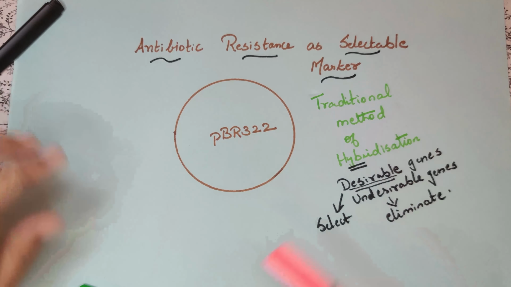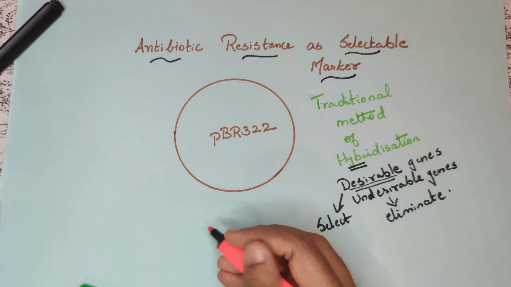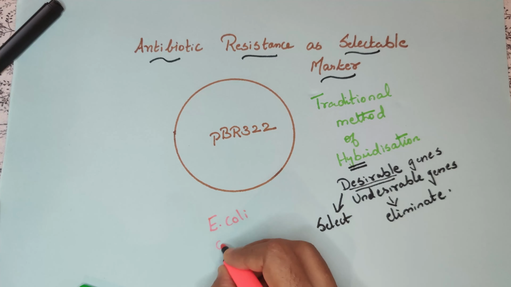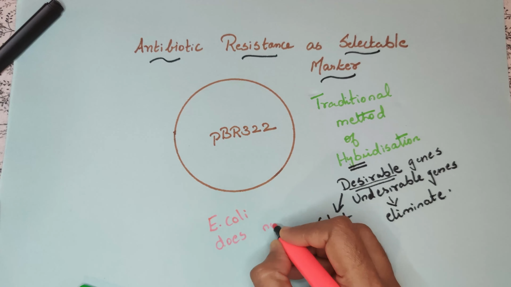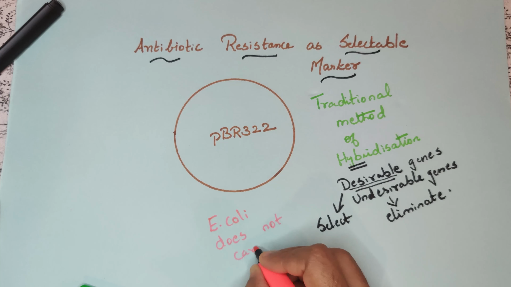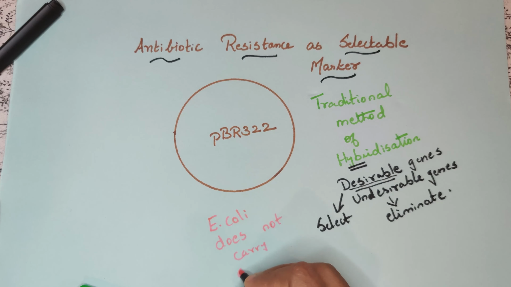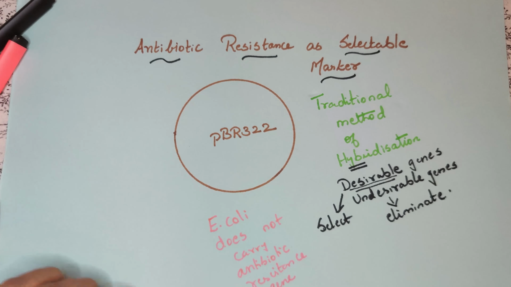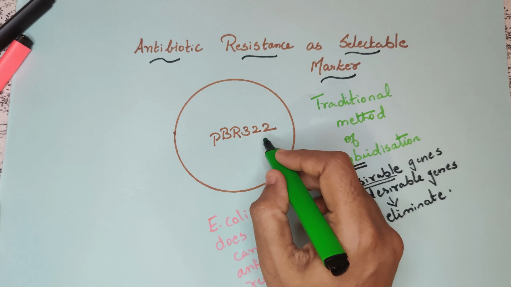Students, first understand that bacteria such as E. coli do not carry any antibiotic resistance gene in them. Please understand that first. There is no antibiotic resistance gene in E. coli. So what are we going to employ here? We are going to employ an artificial plasmid.